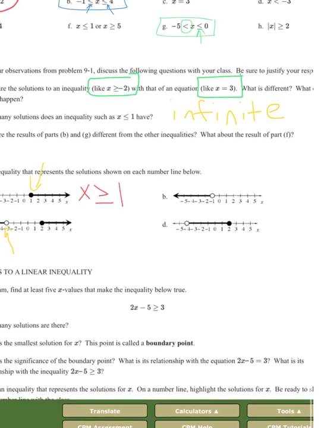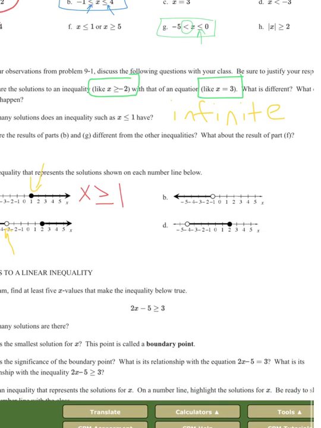For letter B, we have an open dot and all the numbers that are less than negative 1. So x has to be less than negative 1. Notice that we're not going to put a line underneath the sign because you have an open circle, which means that negative 1 is not a solution. That does not work.